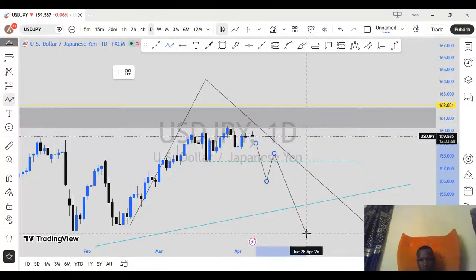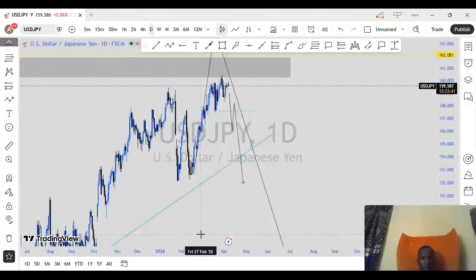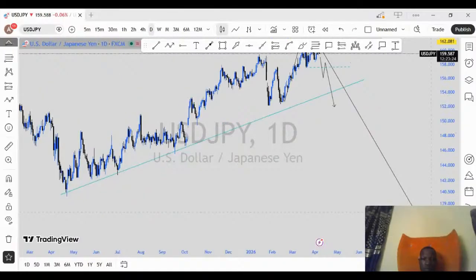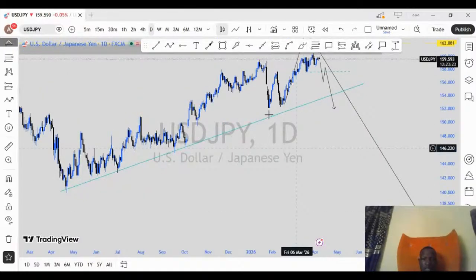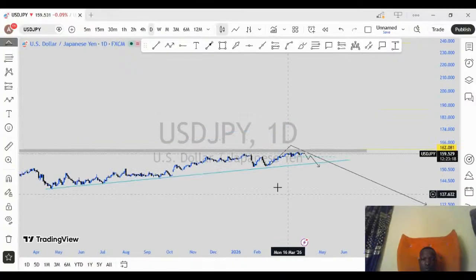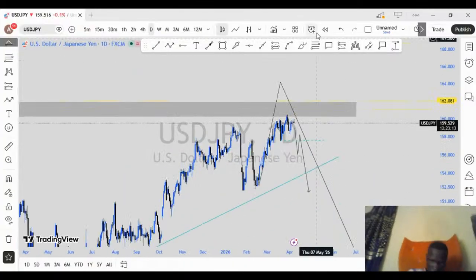The reason why I put this line is that the market will come back to this level before any reaction. So from here we still expect more sales. There is build up liquidity below this, so we expect more sales to the downside. And where is the sale going? We expect it to go more down. So that's about USD JPY for now.